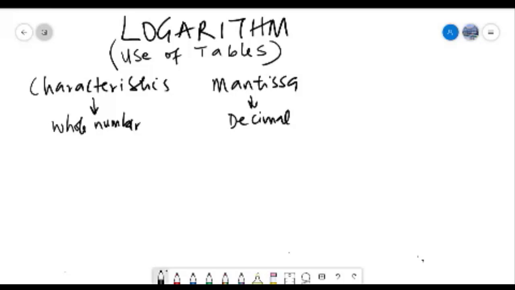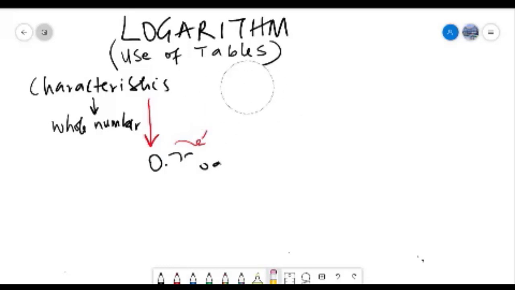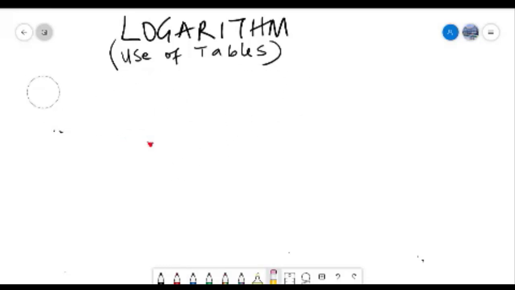So if the logarithm of a number is gotten as 0.7782, of course, you know that the characteristic is this 0 and the mantissa is 0.7782. Okay, so if that is clear enough, now I will show you the relationship between this and the standard form of numbers.